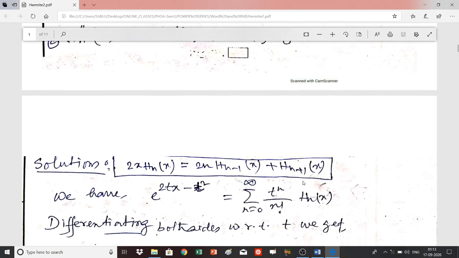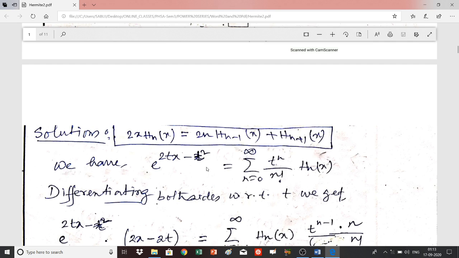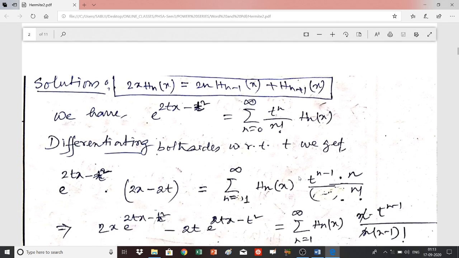Since we know that the generating function of Hermite polynomials is given by e to the power 2xt minus t square, that is equal to the sum from n equals 0 to infinity of t to the power n by n factorial into Hn(x), differentiating both sides of this equation with respect to t, we get e to the 2xt minus t square first, then the differentiation of 2tx minus t square, which will give you 2x minus 2t, or taking 2 as common, 2 into x minus t, that is equal to the sum from n equals 1 to infinity of Hn(x), and then t to the power n minus 1, and differentiation of this gives n into t to the power n minus 1, and then n factorial is there.